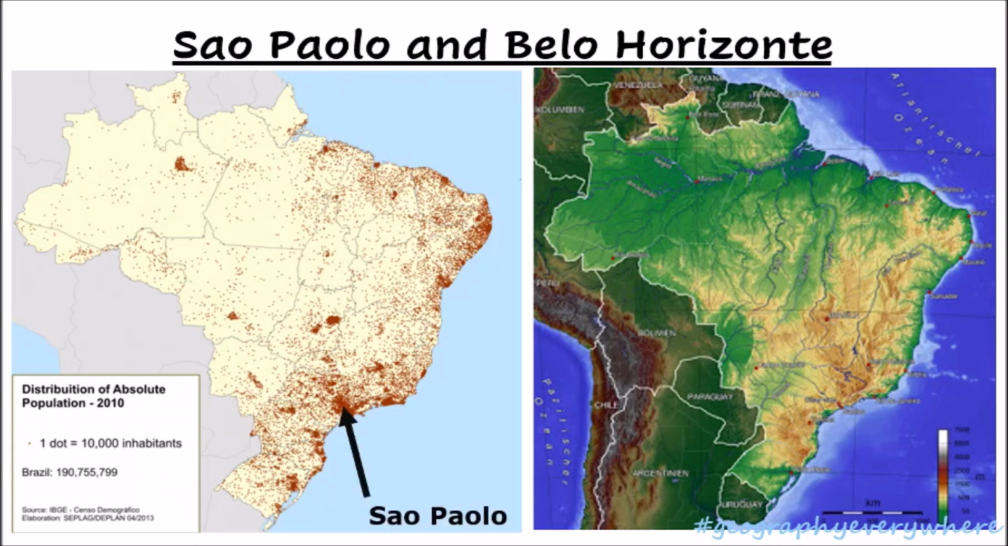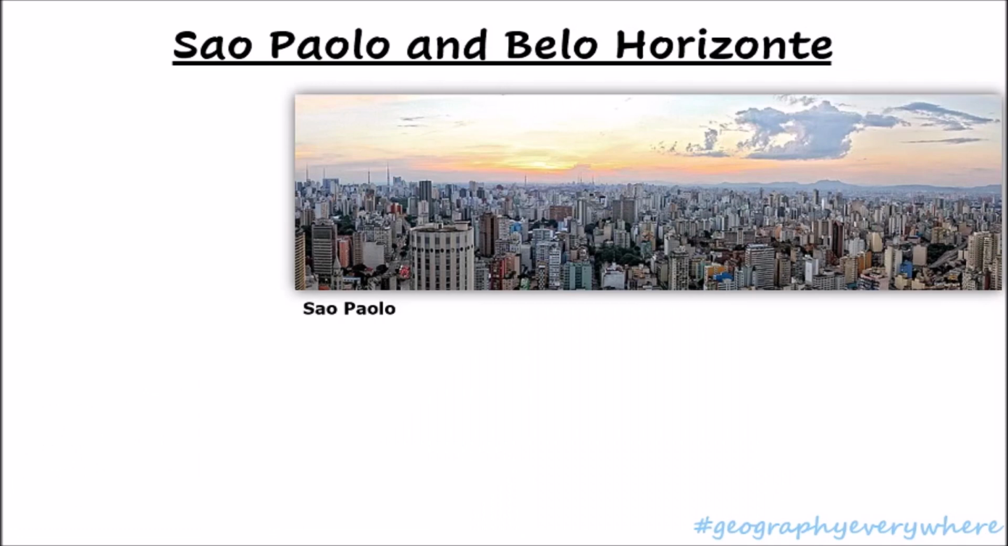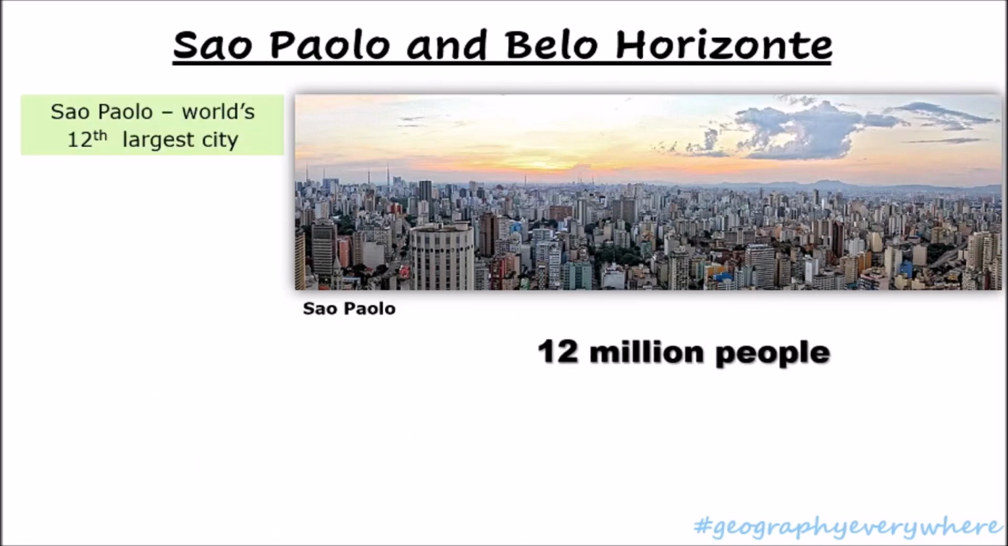There's Sao Paulo and Belo Horizonte. Looking at the topographic map, you may already start to realize that these cities are on higher ground. So why do people want to live there? Sao Paulo is the largest city in Brazil. 12 million people live here. In total, around 30 million people live in the surrounding areas of Sao Paulo. This city is the world's 12th largest city.